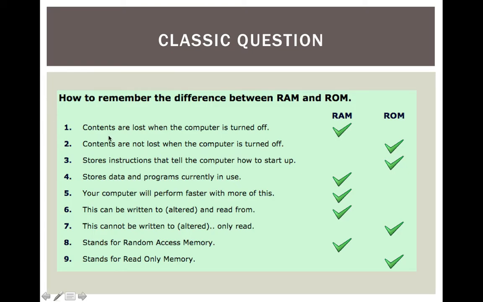So remember, if the contents are lost when the computer is turned off, that's RAM. If the contents are not lost when the computer is turned off, that's ROM. Stores instructions that tell the computer how to start up, that's the ROM. Stores data and programs currently in use, that's the RAM. Your computer will perform faster with more of this, that's your RAM. This can be written to or altered and read from, that's the RAM. This cannot be written to or altered, is only read, that's the ROM, because you can't change the instructions of how to start your computer up. Stands for random access memory is RAM, and stands for read-only memory is ROM.